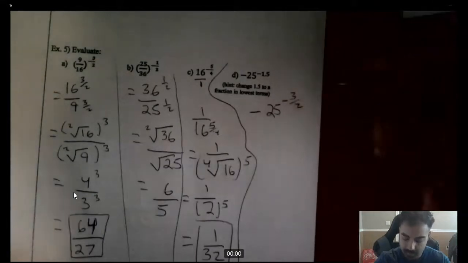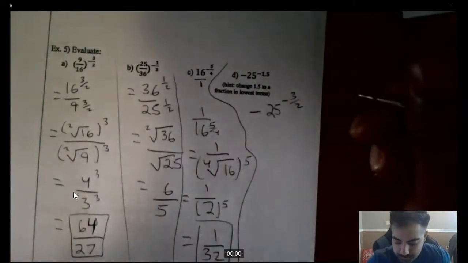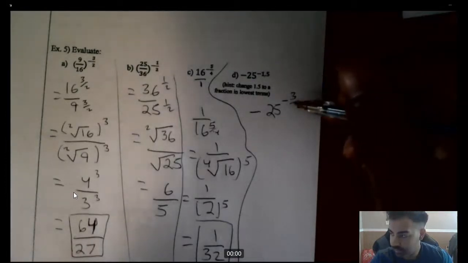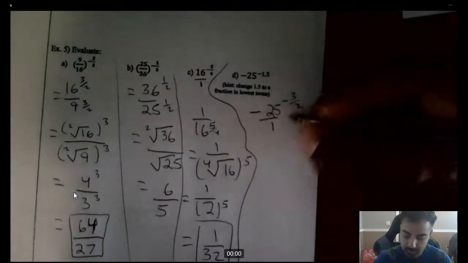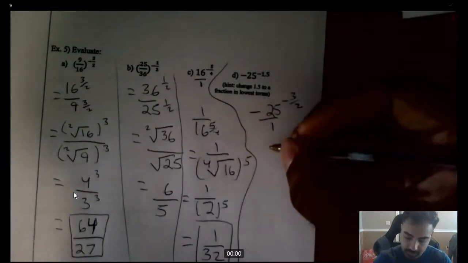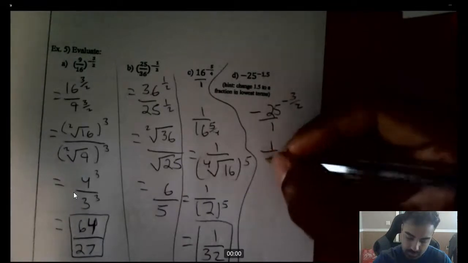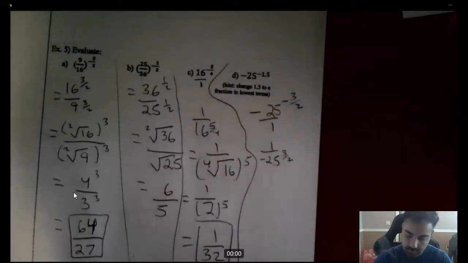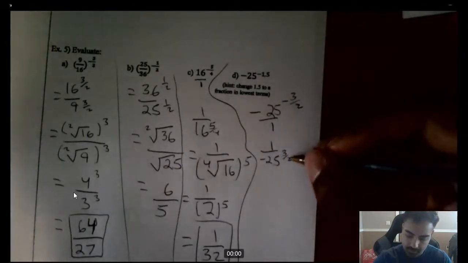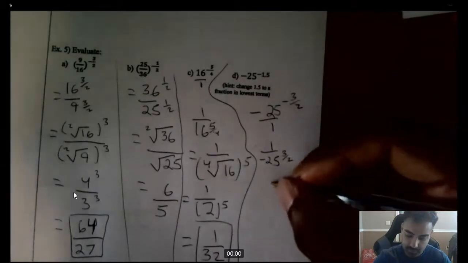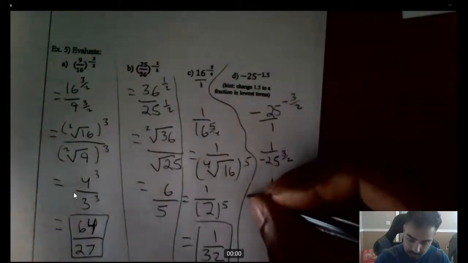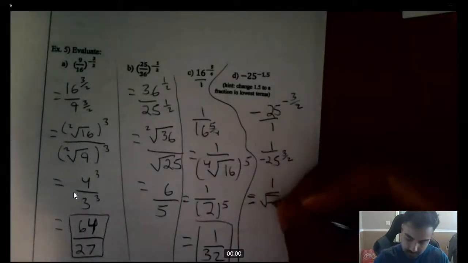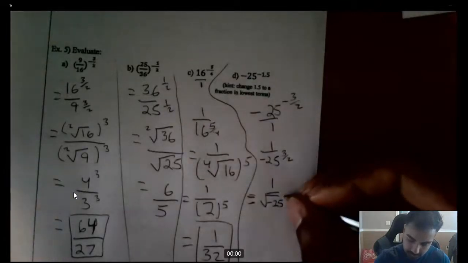So once we get it to this point, what you're going to do is just get the exponent to be positive. So that means find the reciprocal of this, which is just flipping it around. So we got 1 over negative 25 to the 3 over 2. Okay, and now what you're going to do is just swing the 2 around, put this in radical form. So we got equal 1 over the square root of negative 25 to the power of 3.